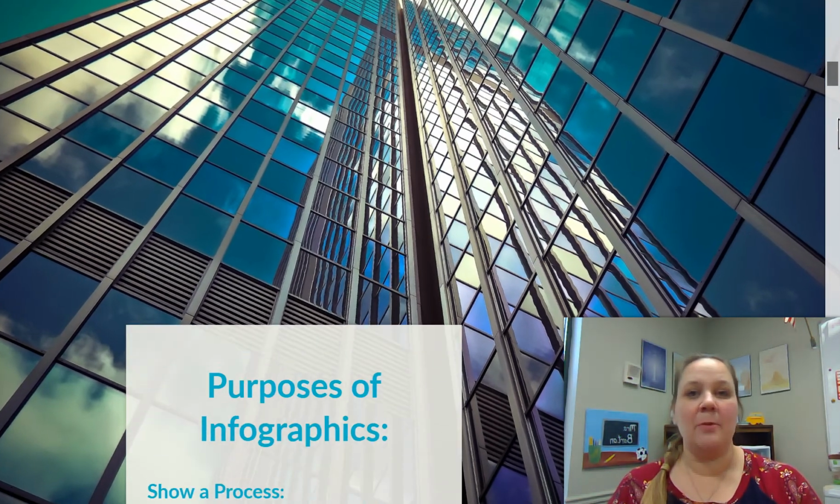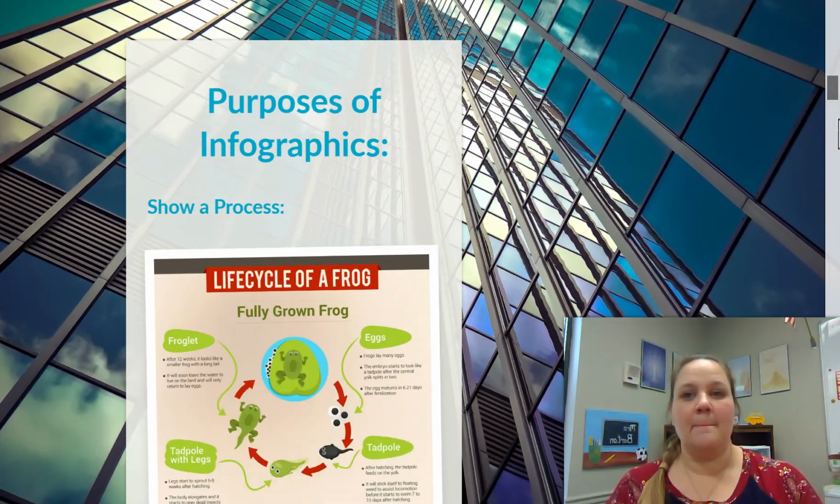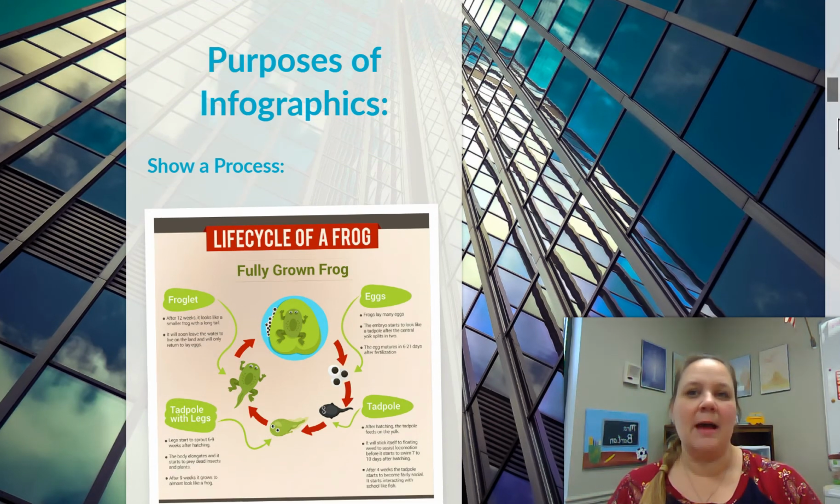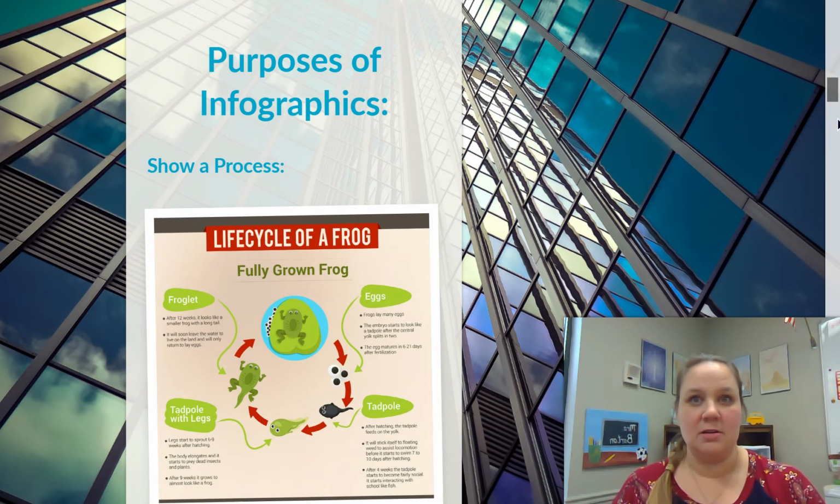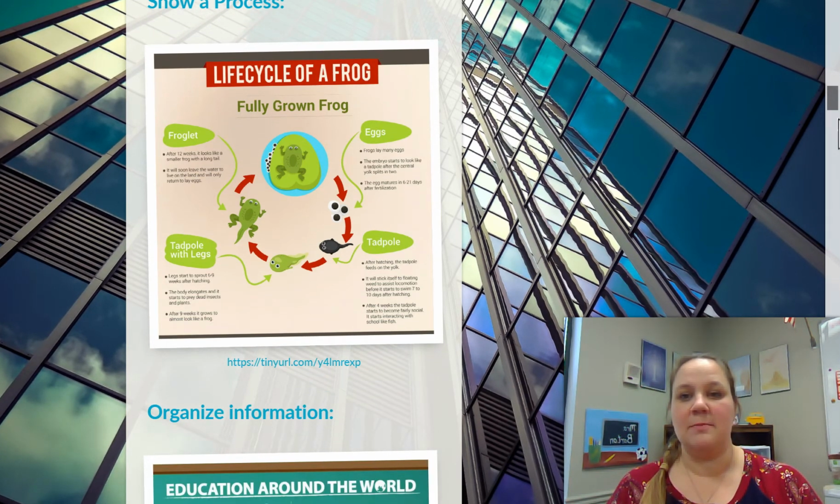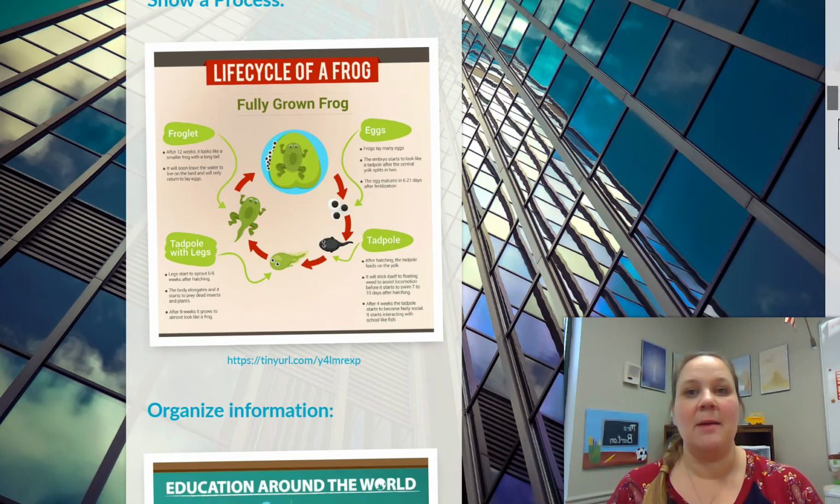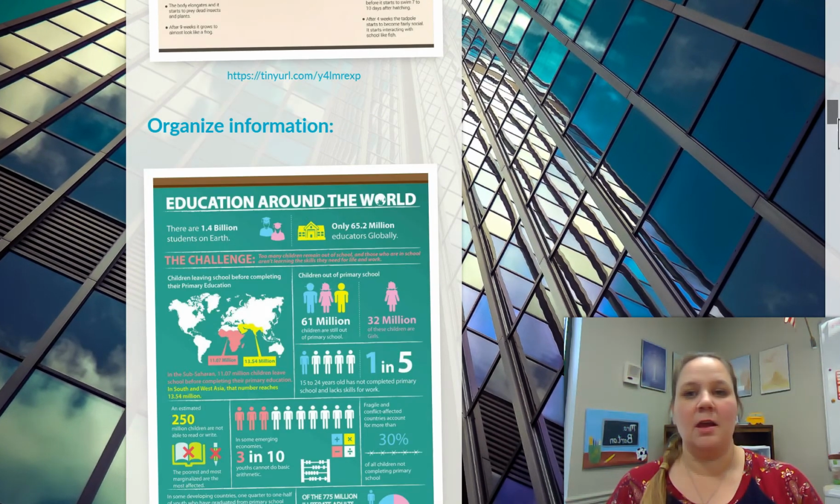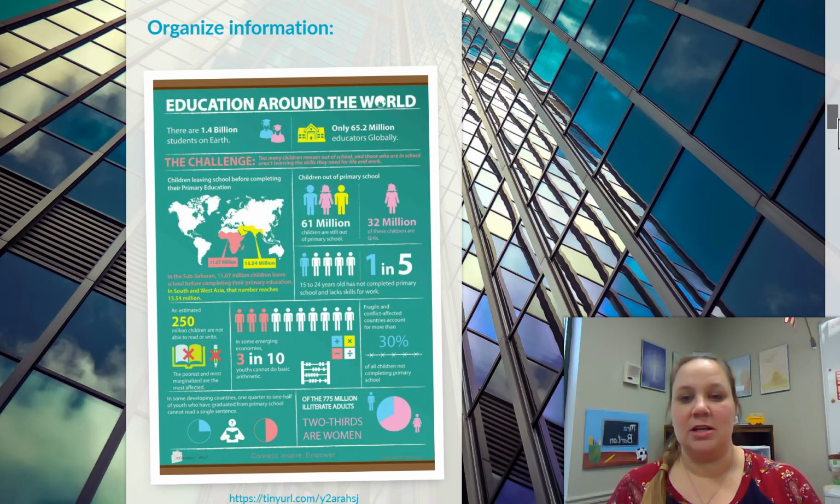So, let's talk about some of the purposes of infographics. There are about 10 different purposes. I mostly focus on three with my students. And these are the most common. So the first one is to show a process. You can use visuals paired with some information to represent a process that might be otherwise complicated. You can also use it to organize information, such as from a research project. Or if you were having the kids write down facts about a particular animal or habitat or something like that, you can have them organize it in a visual format like an infographic.